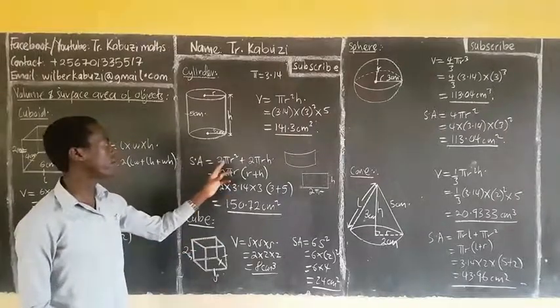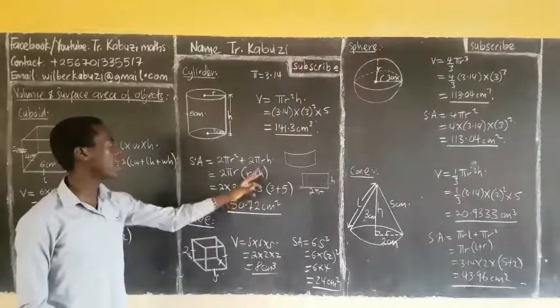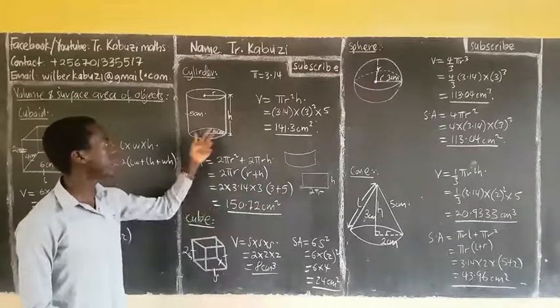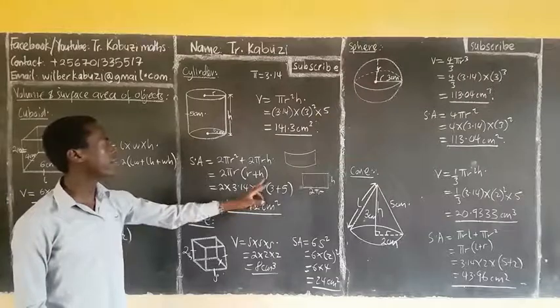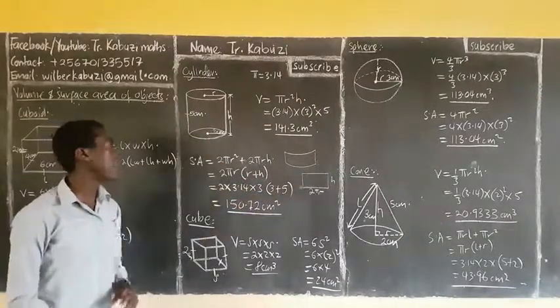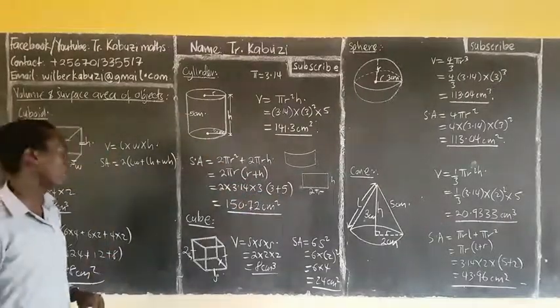Then if I rise up to pi r, we remain here with r and here with h. Putting everything in there, 2 pi is given, r is 3 plus the height, which is h. And all the surface area is in square centimeters.